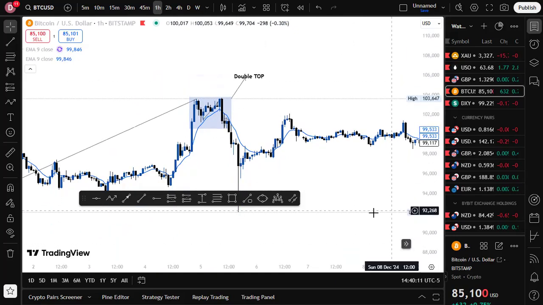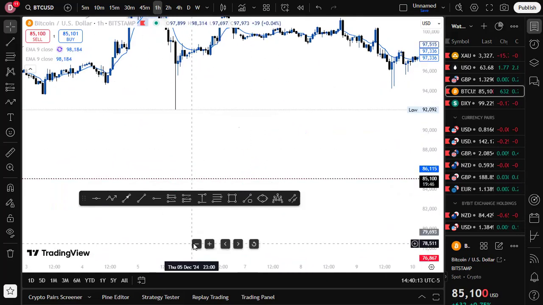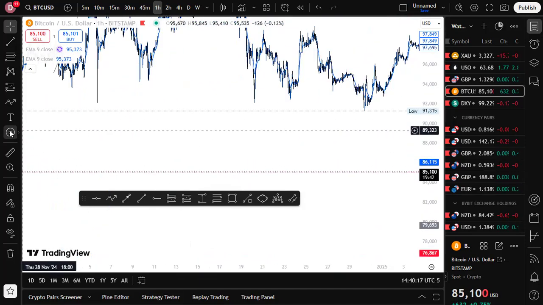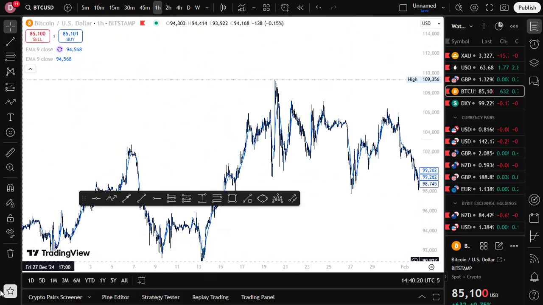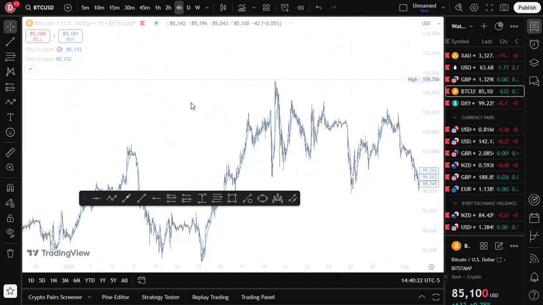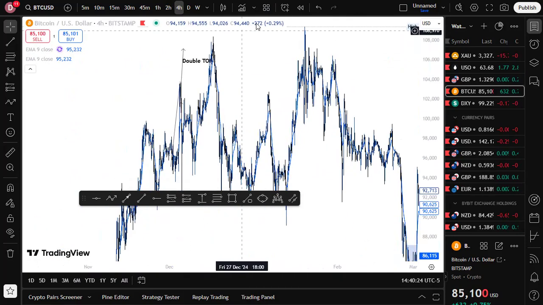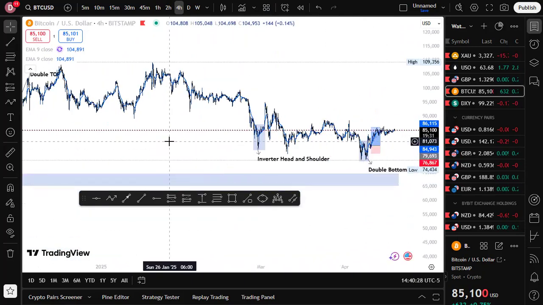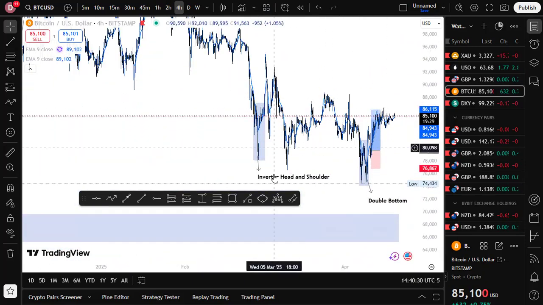So let's check for the inverted head and shoulder, right? Just have like less than 1 minute. So let's see how fast we can get this for the inverted head and shoulder. Right. And then for the head and shoulder as well.